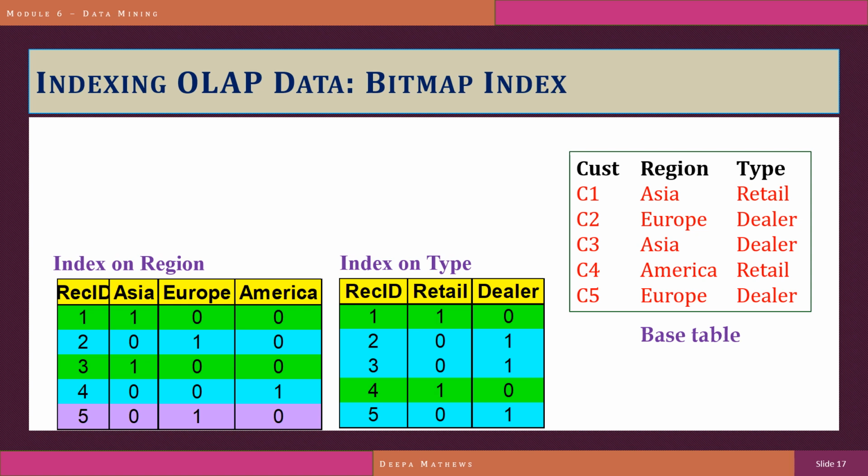Okay, now let's look into the index based on the attribute type. When we look into the domain of the type, we'll be having only 2 distinct values: retail as well as dealer. So we'll be having 2 columns in the index value, the record ID as well as retail and dealer. For the first record, the type is retail, so the retail value is 1 and the dealer value is 0. Similarly, for the second record, the type is dealer, so the dealer value is 1 and the retail value is 0. Okay, so this is how we can create a bitmap indexing.